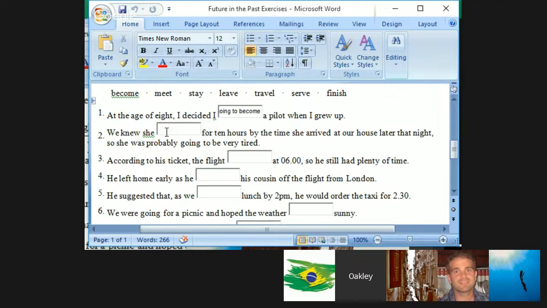So we knew she would have been traveling. Okay, I'm sorry. This would have been perfect continuous for 10 hours. Or I guess either way. Or she would have traveled. She would have traveled for 10 hours or been traveling for 10 hours. You can say it either way, actually. Here's a case where you could say it either way.